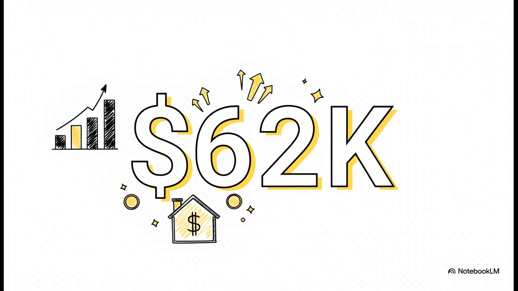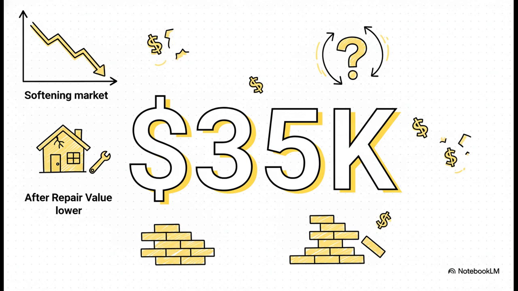So, let's say our simulation starts out looking amazing. It projects a fantastic flip profit of $62,000. I mean, that's the number that gets you really excited, right? You're already mentally spending that money. It feels like a total slam dunk. But watch this. What if the market just softens a little bit, and your final sales price, your ARV, comes in just 5% lower than you planned? A tiny, totally realistic change. Boom. Just like that, your profit gets slashed down to $35,000.